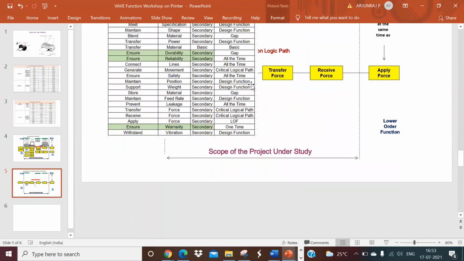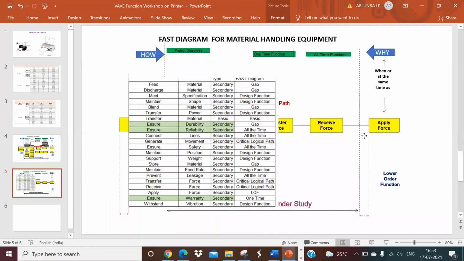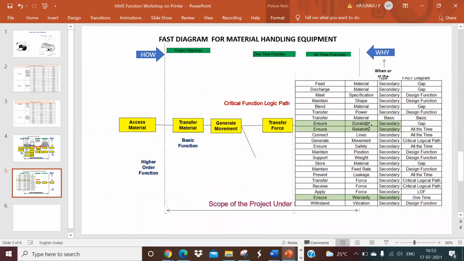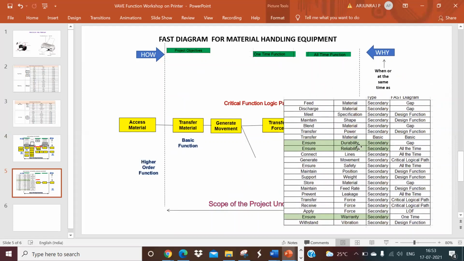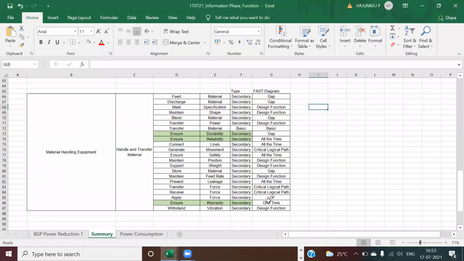So now we need to fill that logical part. There are a lot of things left behind. What is left behind is the gap. Basically the gap. The durability, ensuring durability, should be part of the design function. And now the only gap is feeding material.